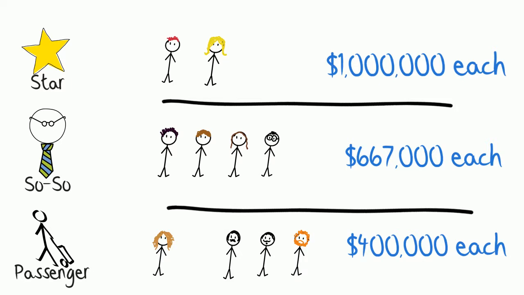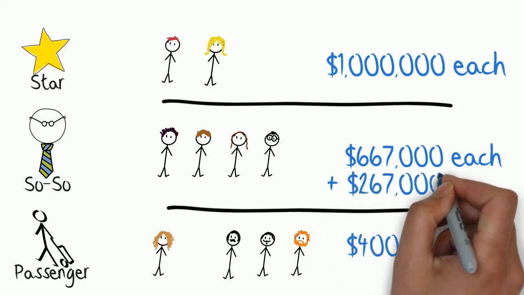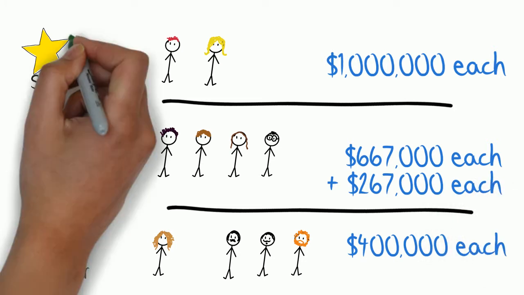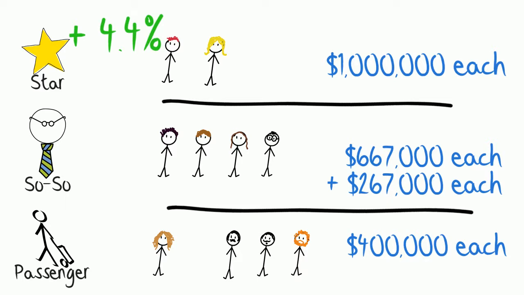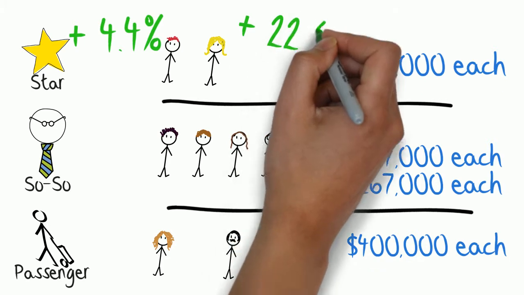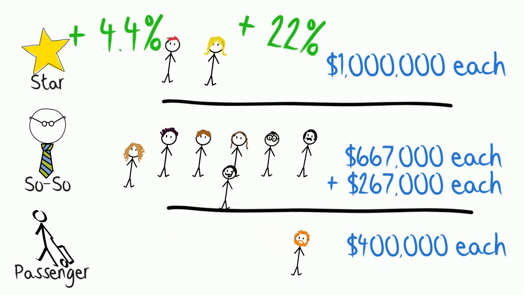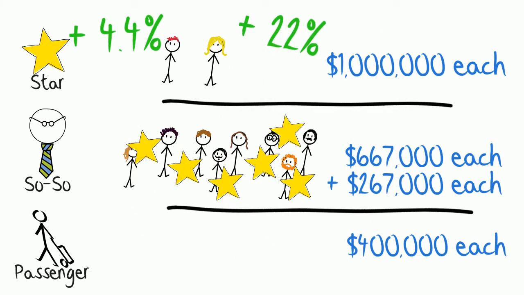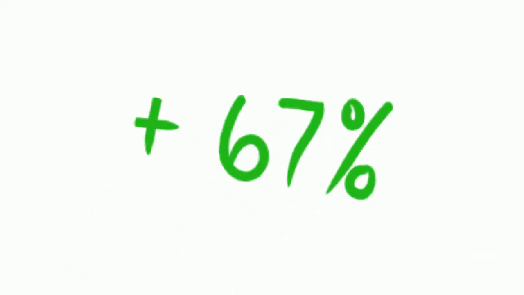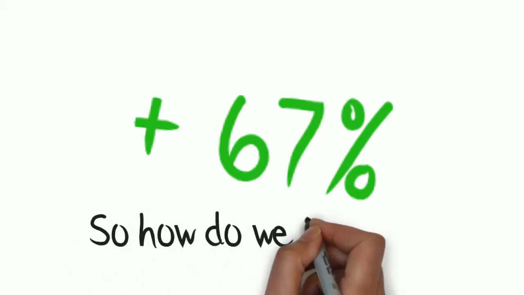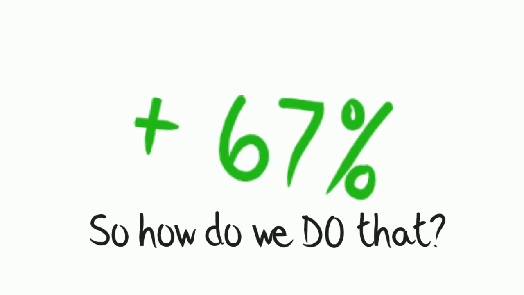It is clear when we divide our team this way that each of the five passengers that can move up to the so-so level adds $267,000 in additional sales. That is a 4.4% increase if just one of them moves up, and a 22% increase if they all move up. And what happens if we could move everyone to the star level? That would be a 67% increase in revenue. Who could think of a better, more cost-effective way to increase sales? So how do we do that?